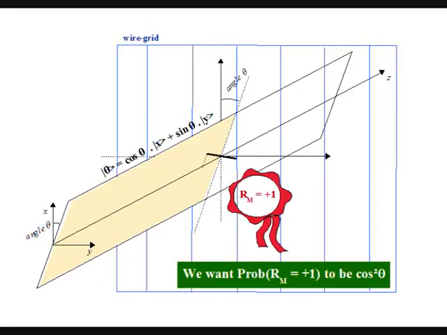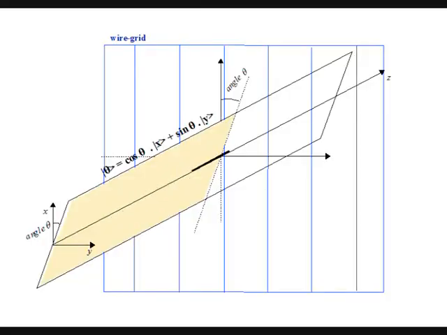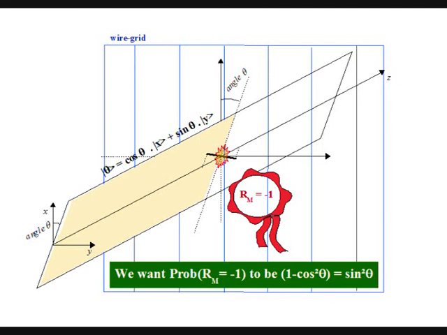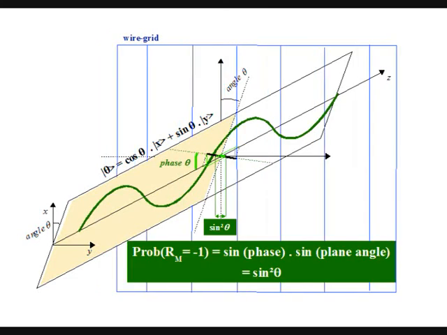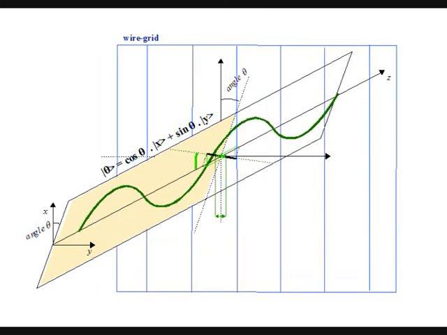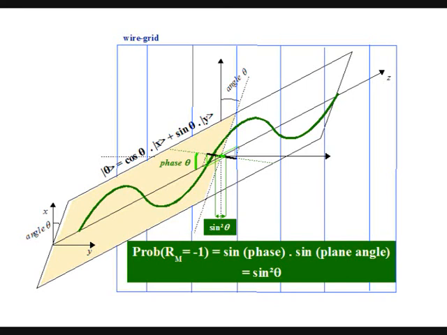And if the needle is in the ket theta state, that means if it is in the state cosine theta times ket x plus sine theta ket y, we want the probability to pass the grid unaffected to be cosine squared theta. Equivalently, this means that the probability to touch a wire of the grid must be 1 minus cosine squared theta, which is sine squared theta, which physically means that the length of the projection of the needle on the y-axis must be sine squared theta when it arrives at the plane of the wire grid. Well, we can verify that this is arranged if the pilot wave steers the needle in such a way that the phase of the needle with respect to the z-direction is always theta or 180 degrees minus theta when it arrives at the plane of the wire grid.